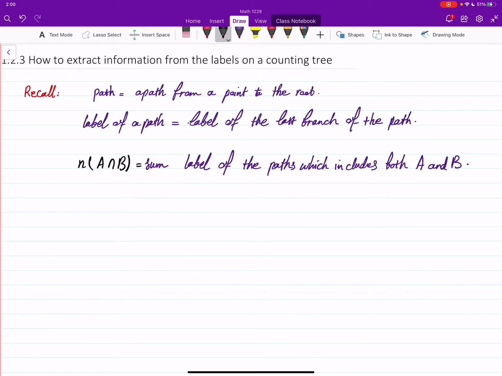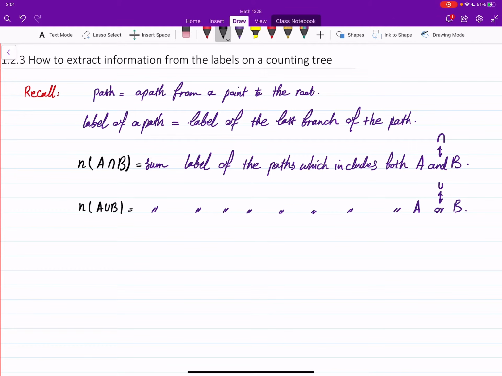And now we want to see what will happen for n of a union. Well, you do exactly the same thing. You add the labels of all the paths which include A or B, since this is a union. So it might be more than one. And we are not looking at having both A and B in it. It's either A or B, or maybe both of them. So this is the key point here. For union, you use or. For intersection, you use and.